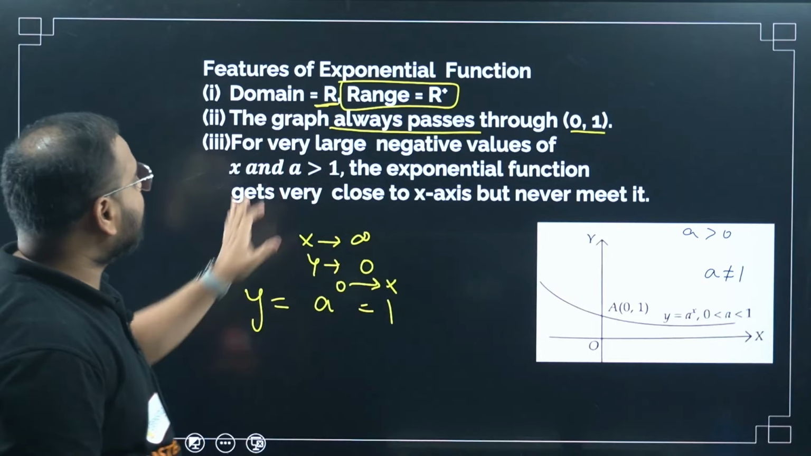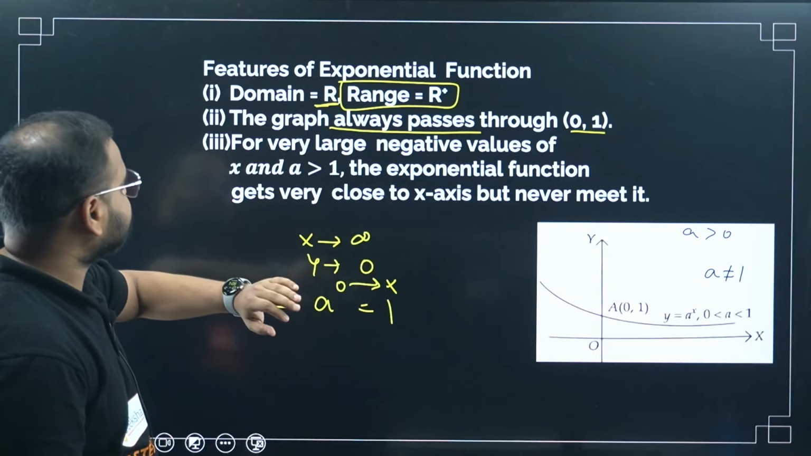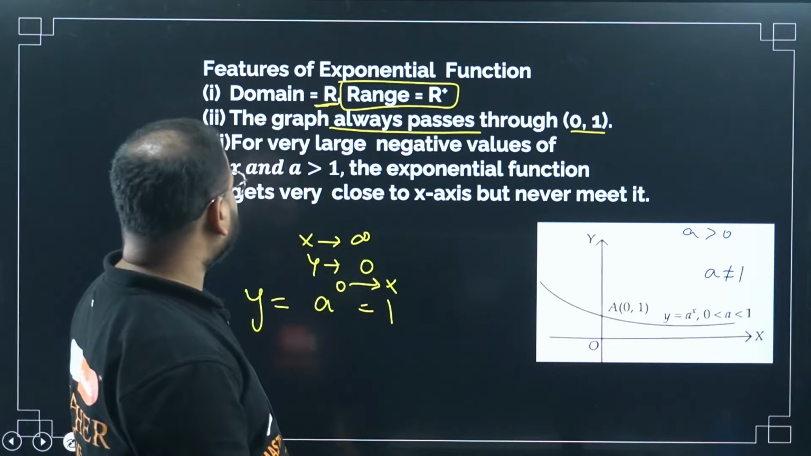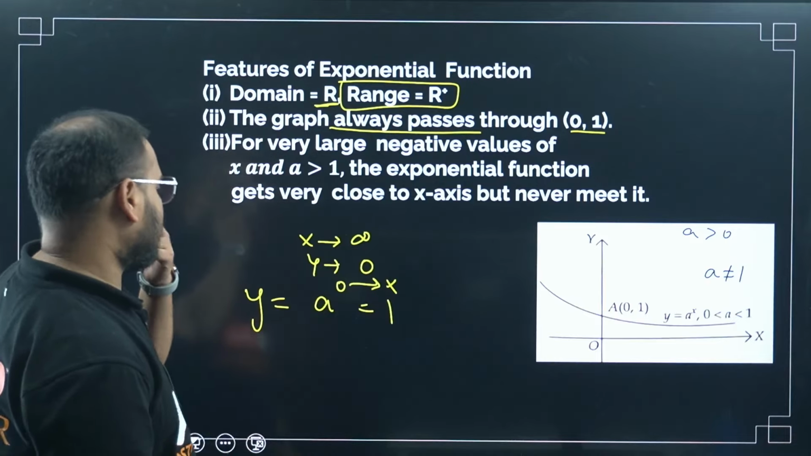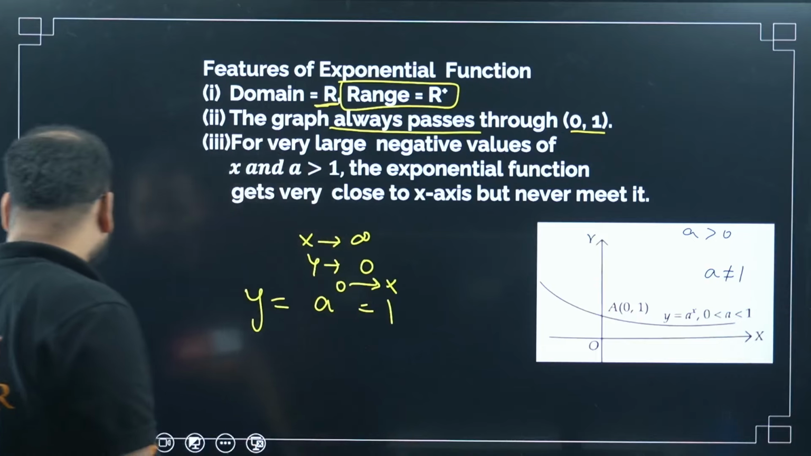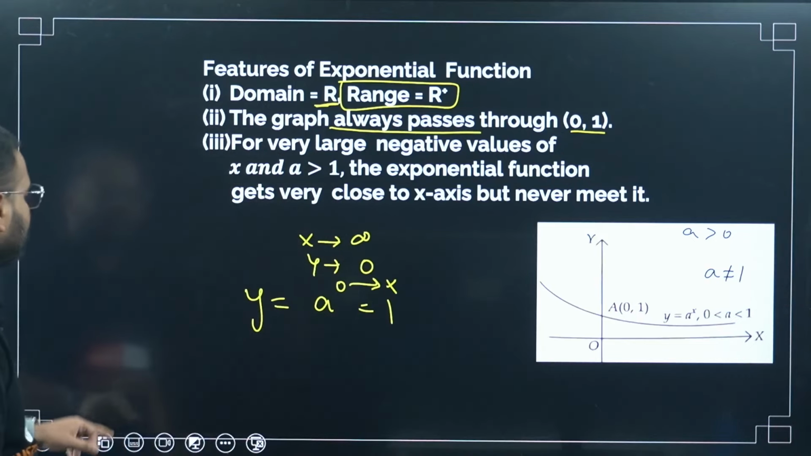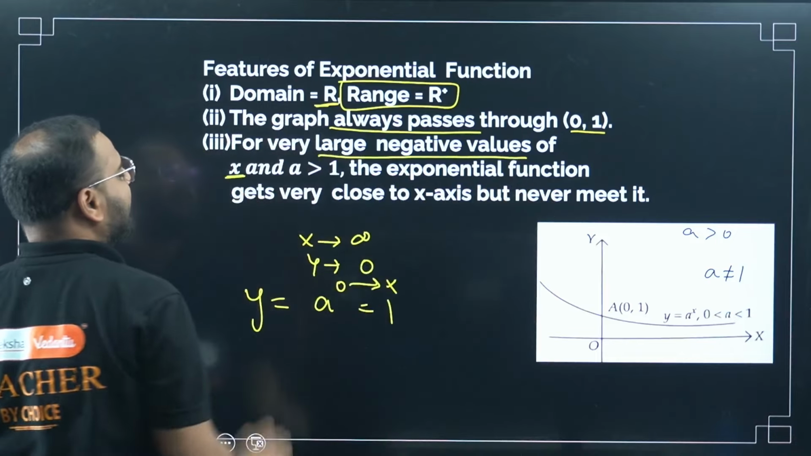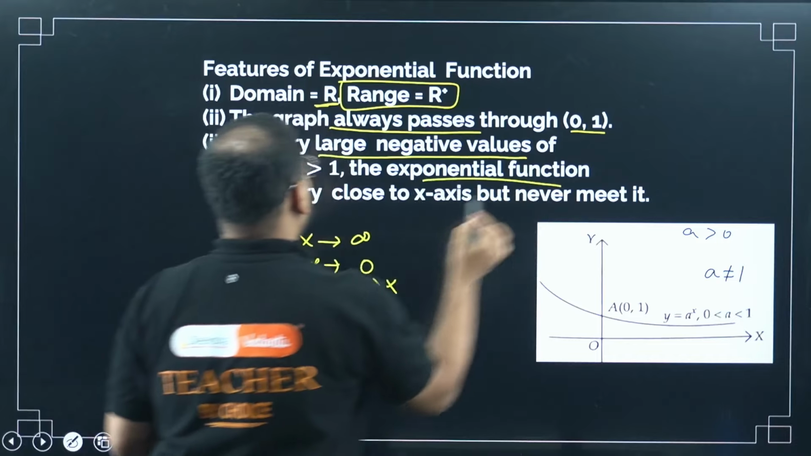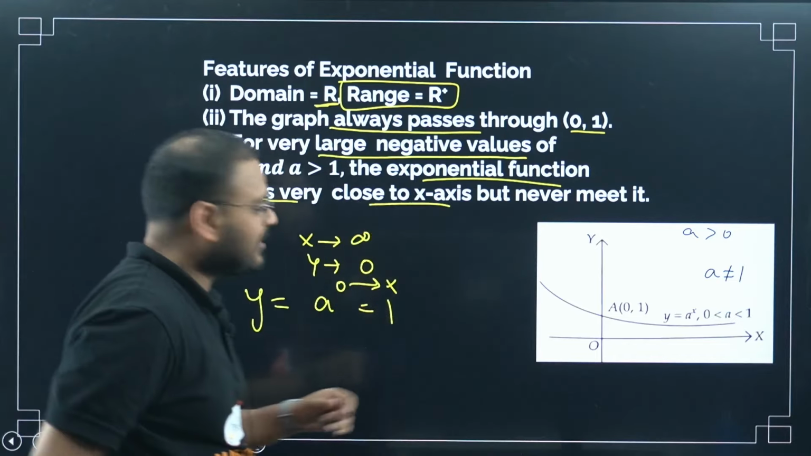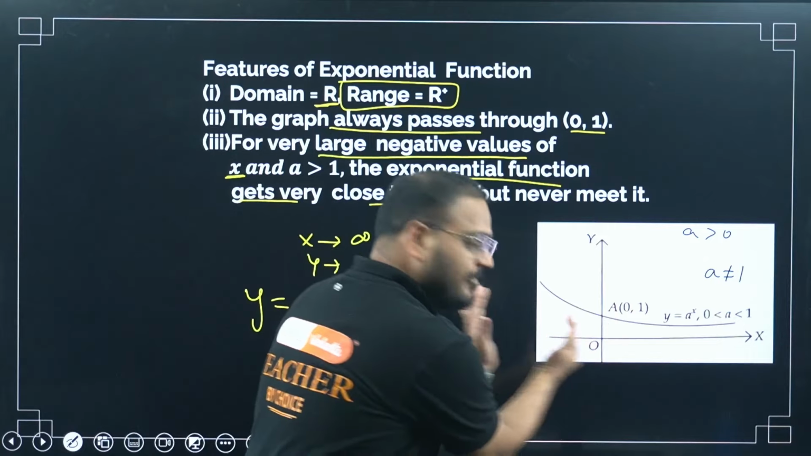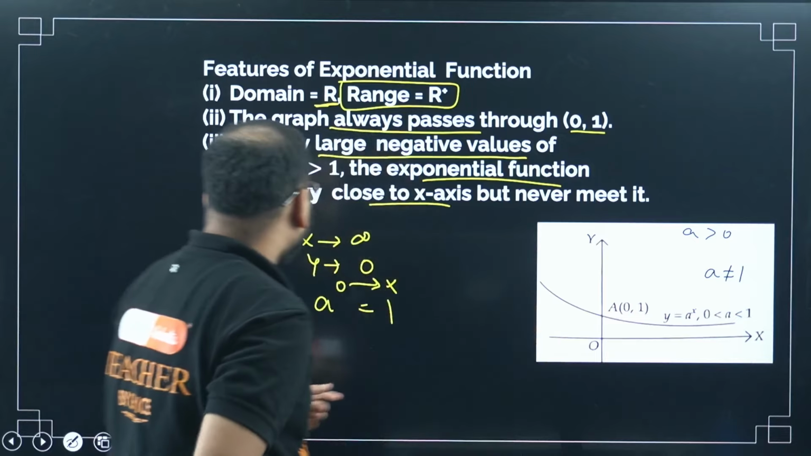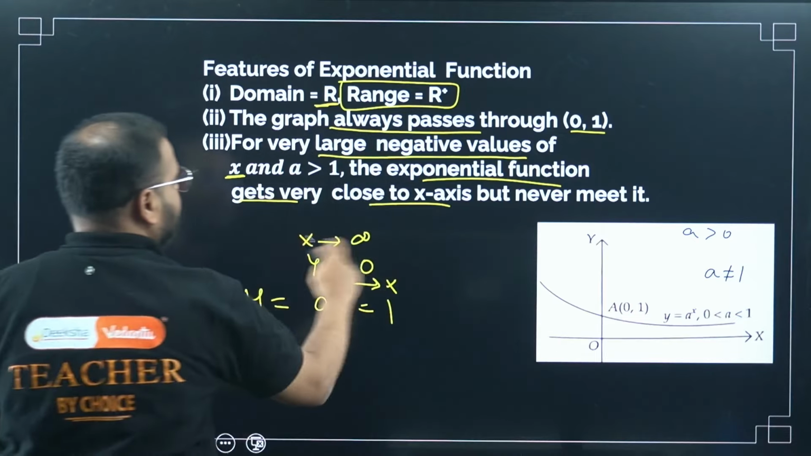Now they're saying that for a very large negative value of x, the exponential function gets very close to the x-axis. This might be confusing for a few people because the graph shown is something different from what we are reading. Sir, but in the graph that you have shown here, for a very large negative value, the graph is moving away from the x-axis, not coming very close. Then how are you saying this? Please check.